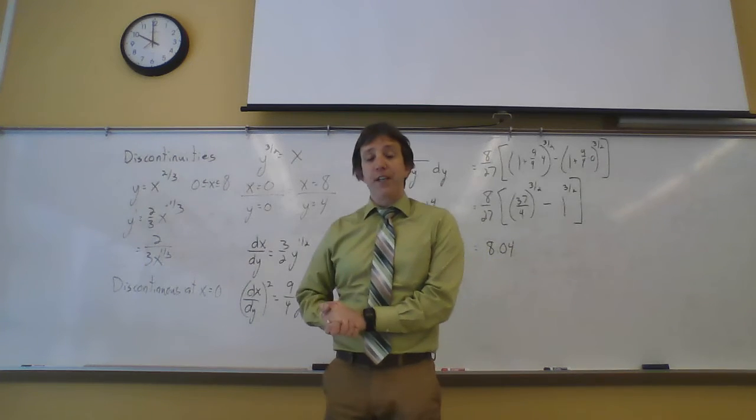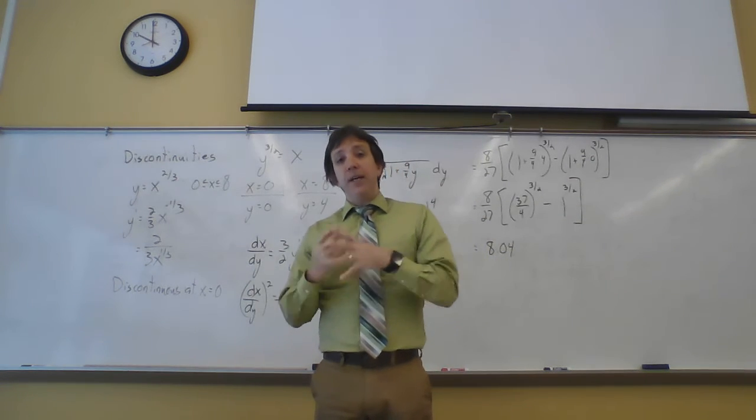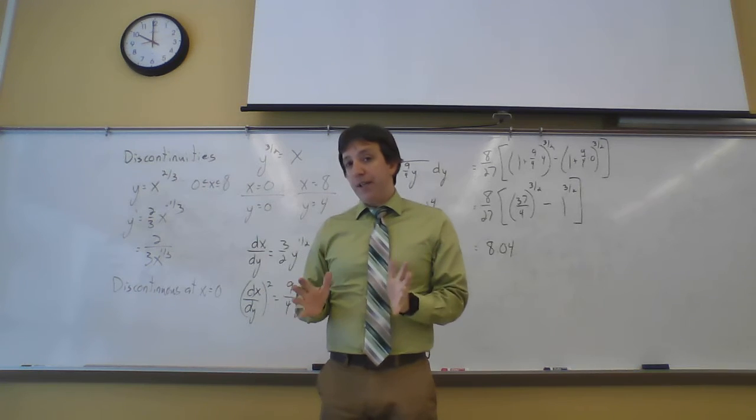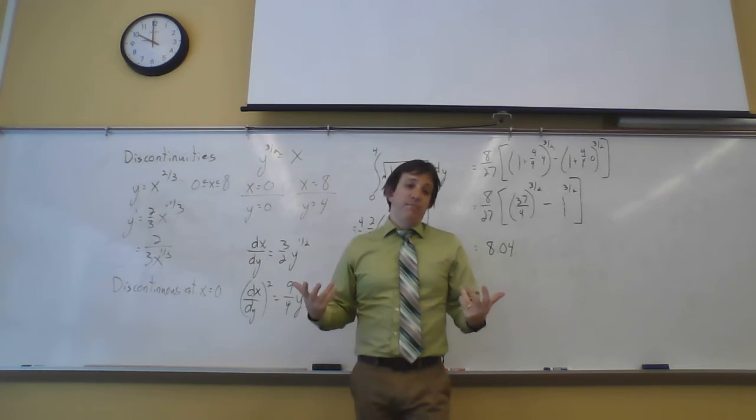So there you go. That's finding arc lengths. They can be messy. Clean up that radical first. See if you can do anything to make that look nicer, and then take it where it goes.